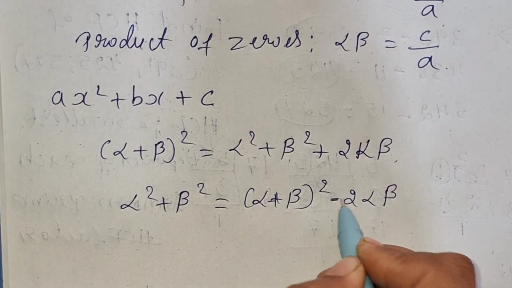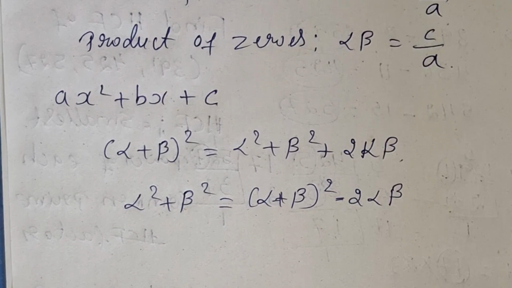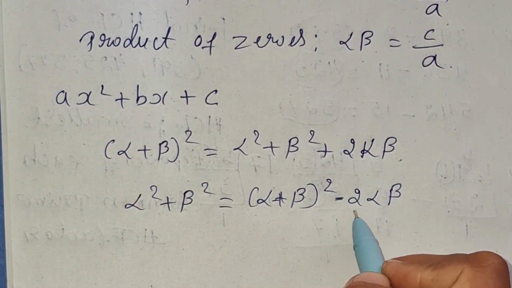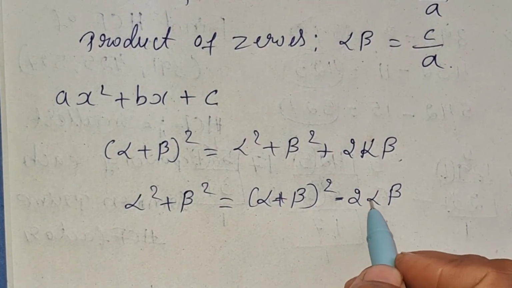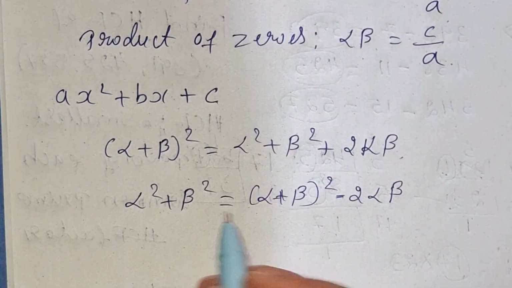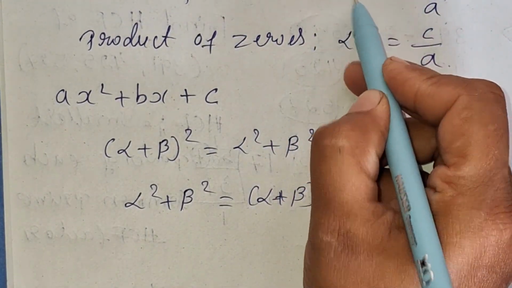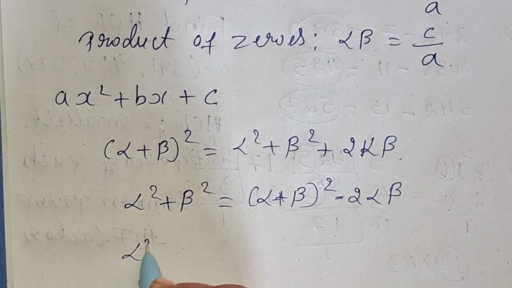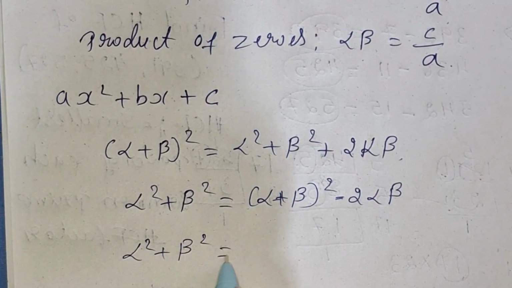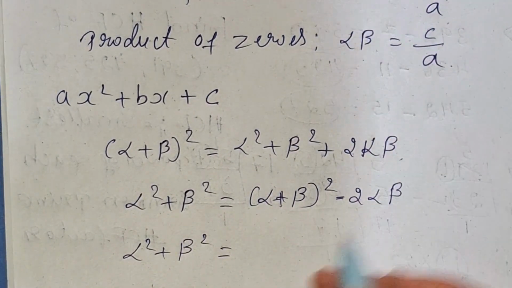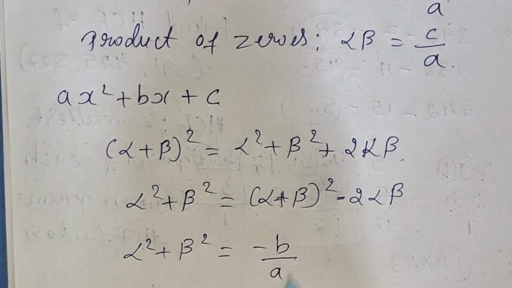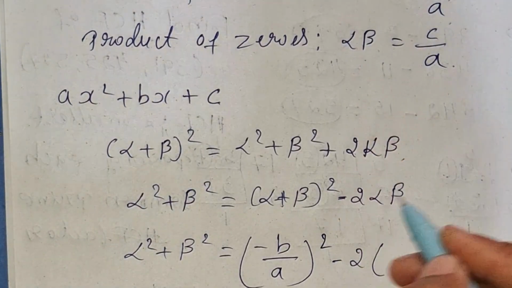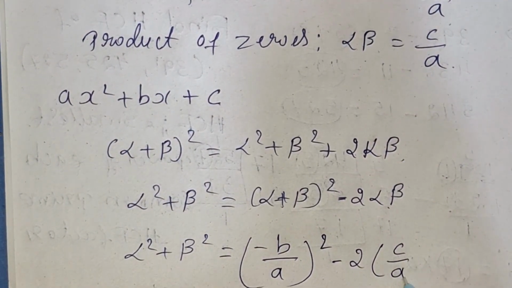The plus 2 alpha into beta becomes minus 2 into alpha beta. Then we substitute the sum of zeros and product of zeros values in this form. So we write alpha square plus beta square as it is. Then what is alpha plus beta? Minus b by a, whole square, minus 2 into alpha into beta, the product of zeros, c by a.